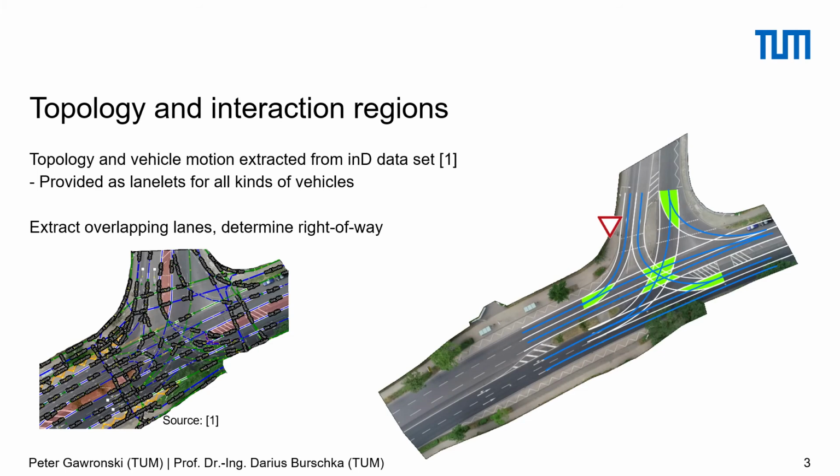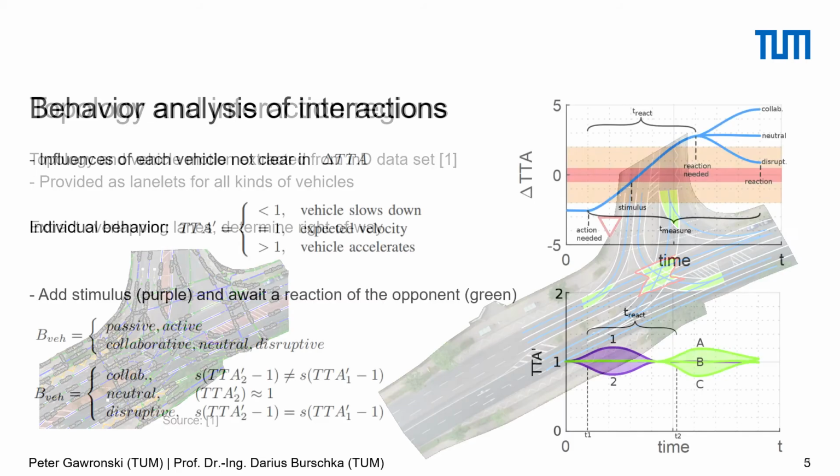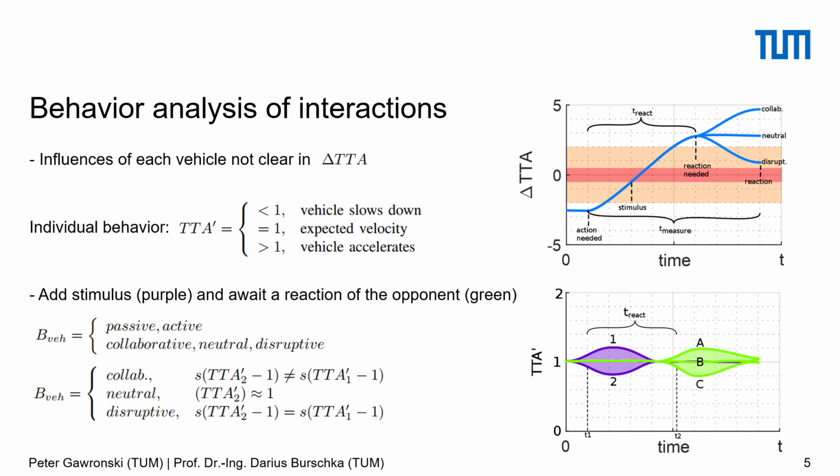First of all, about topology, we extract all data from the intersection drone dataset. It also provides lanelets. So these are just extracted lanelets. And in these, if we have overlapping lanes like here, we can check for trajectories which both go through these areas. So behavior analysis.